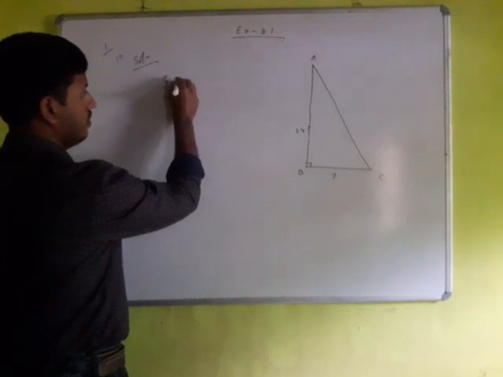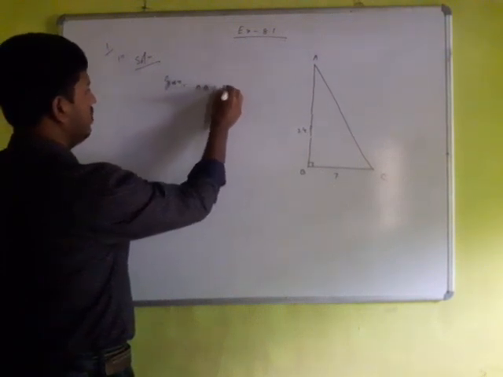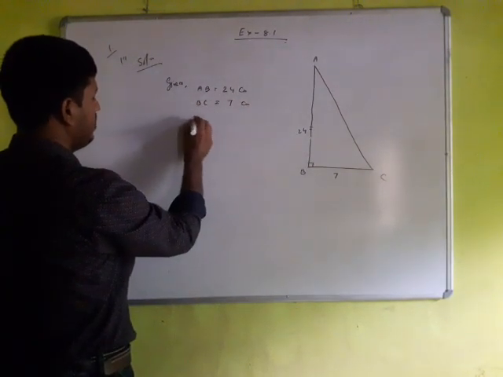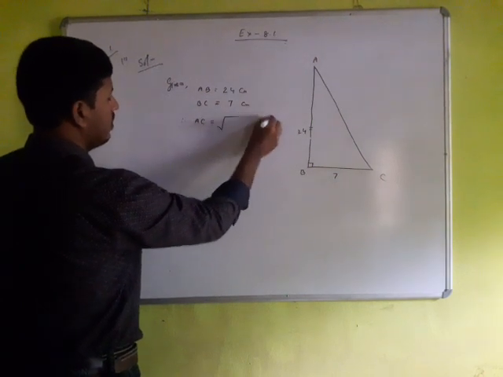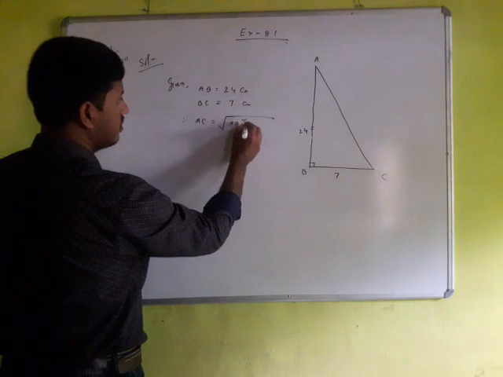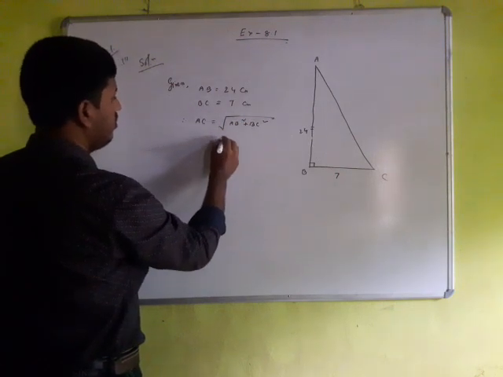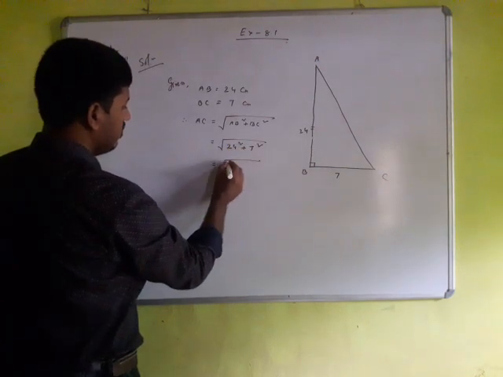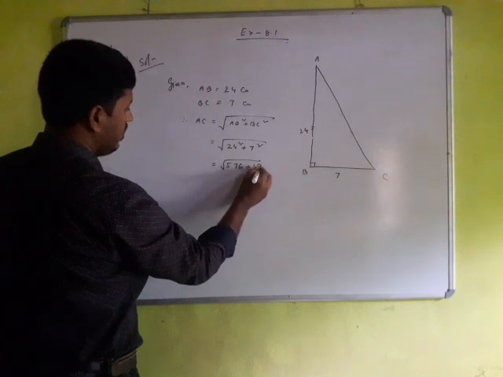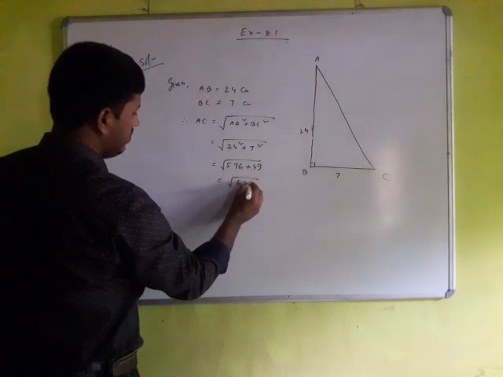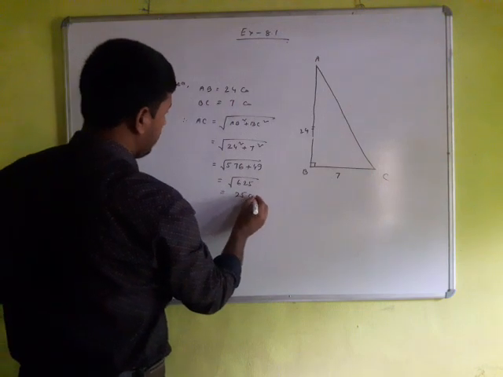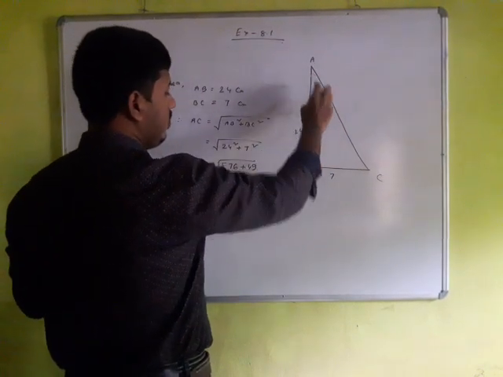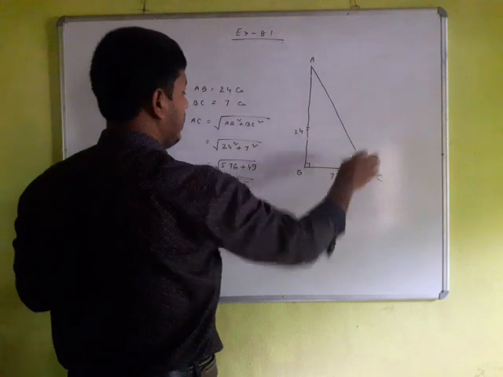Given AB equal to 24, BC equal to 7, therefore AC equal to, by Pythagoras theorem, AC equal to root of AB square plus BC square. So AB square 24 square, BC square 7 square, equal to 576 plus 49, 625, AC equal to 25 centimeter. So sin A, with respect to angle A, perpendicular will be BC and hypotenuse will be AC.